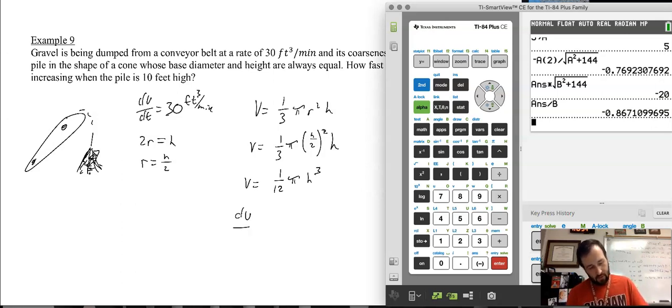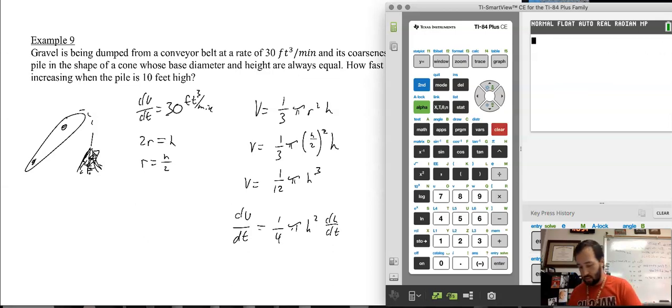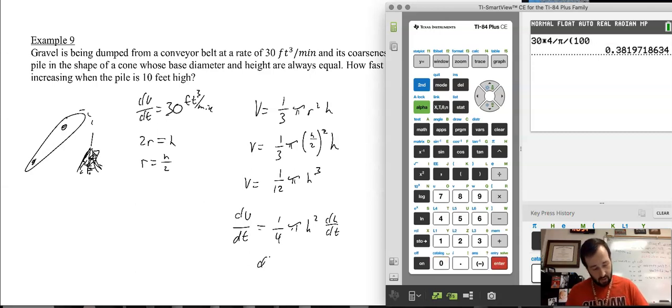Now I can do the derivative, so dV dt equals, bring down that 3, so it's 3 over 12, 1/4 pi h squared dh dt, and then we can plug in some numbers. So dV dt is positive 30, and then I need to multiply that by 4, divide that by pi, and divide it by the height squared, which is 100. So my change in the height over the change in time equals 0.3819 feet per minute. All right, hey, 47 minutes, look at that.